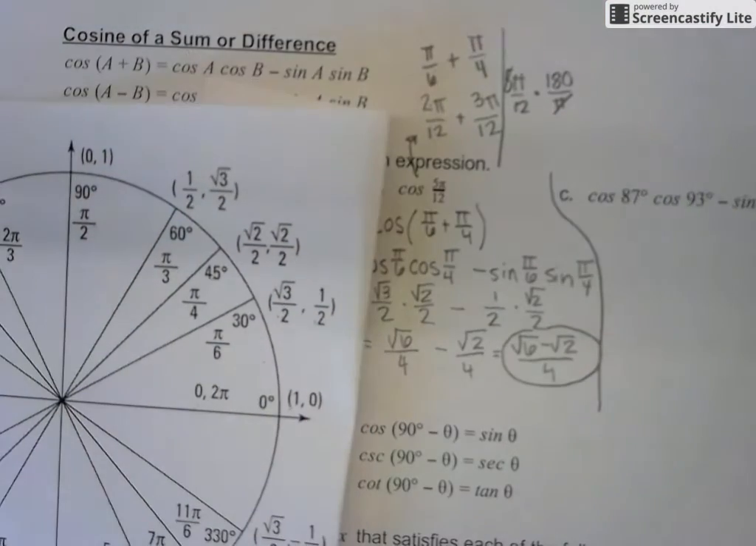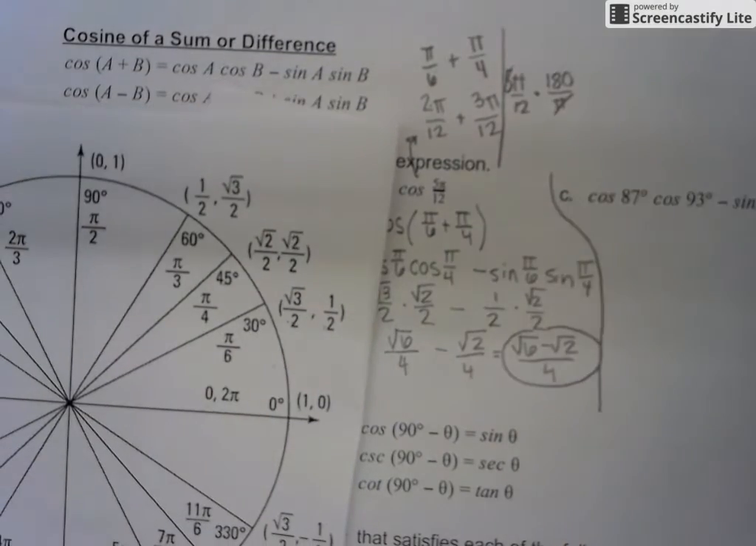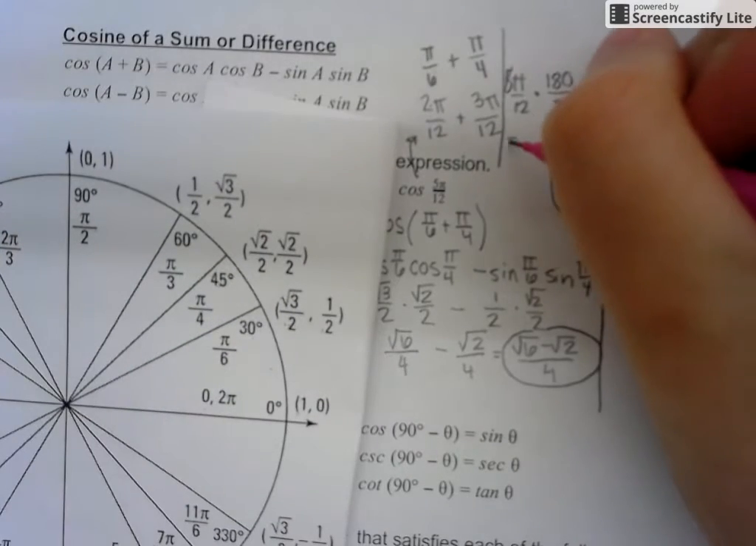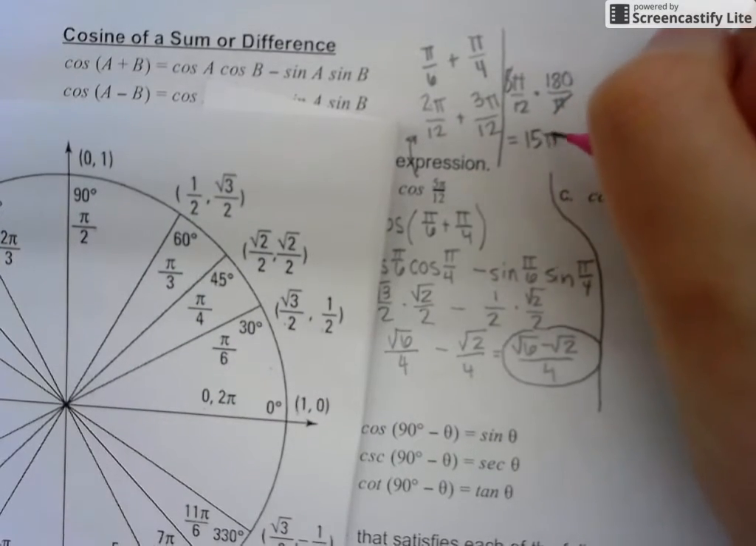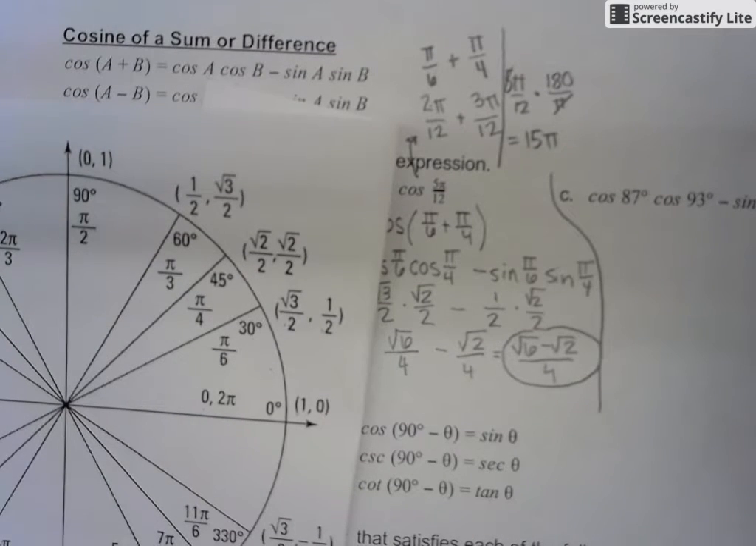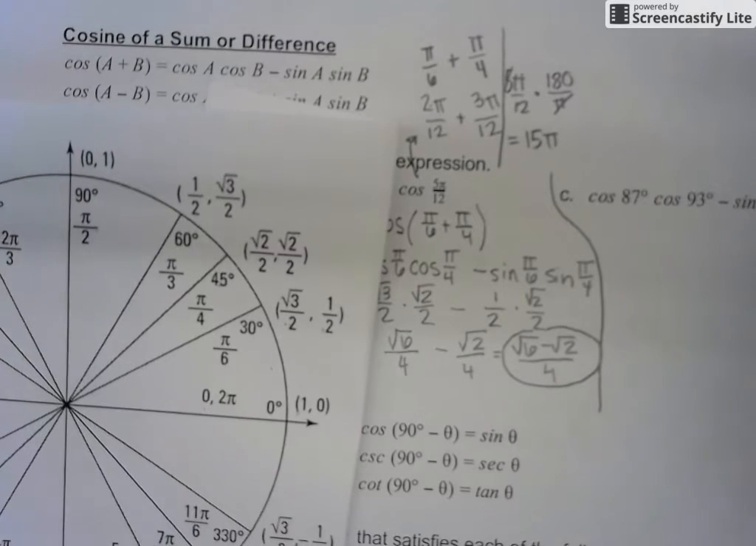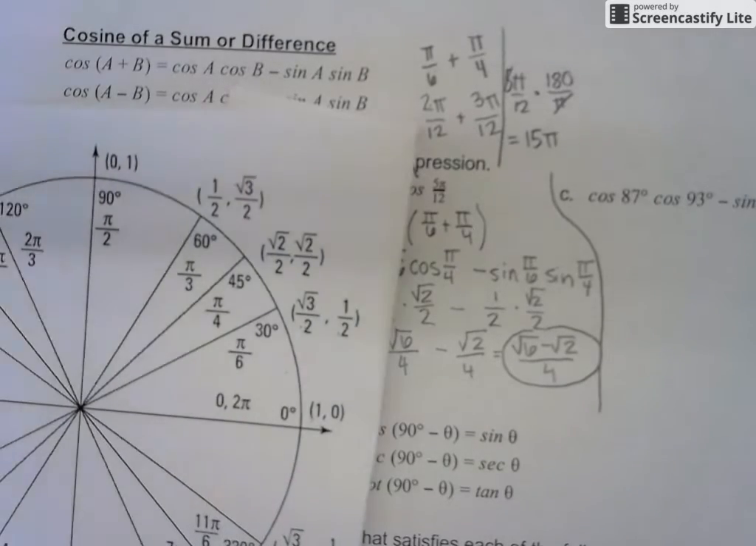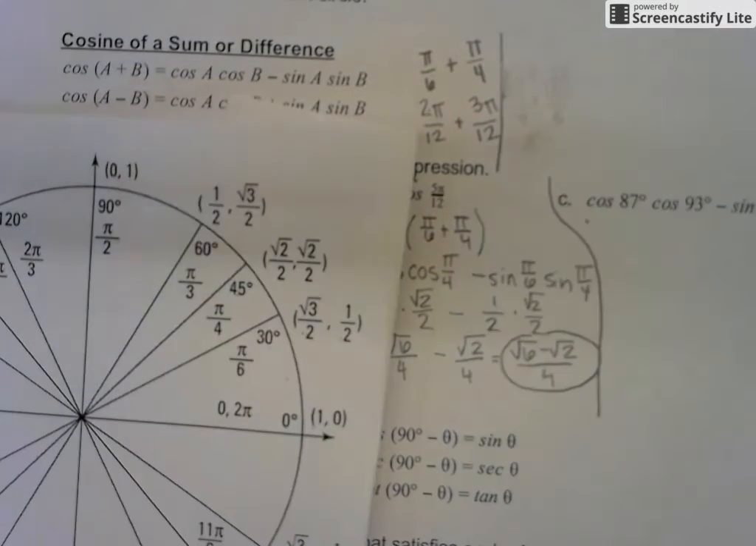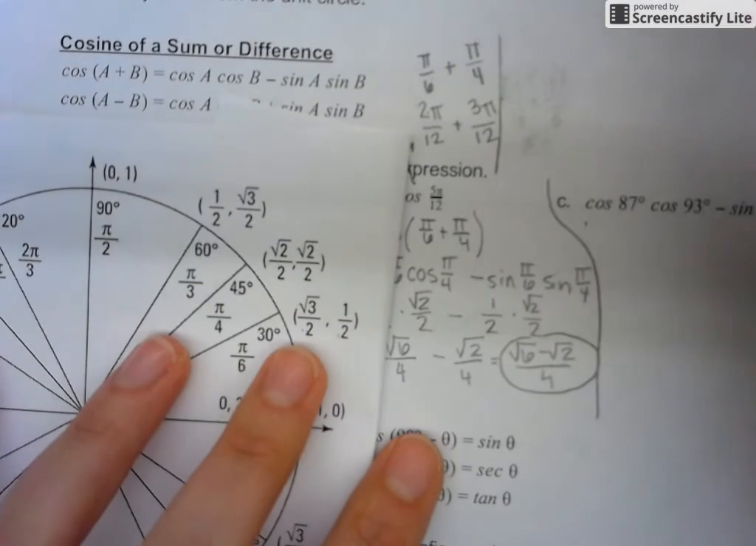In doing so, you would get 15 pi. So you could have used that to your advantage, found a coterminal angle and worked with that. I totally messed that up. I canceled the 5 instead.